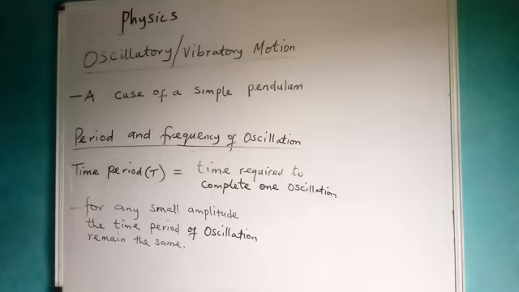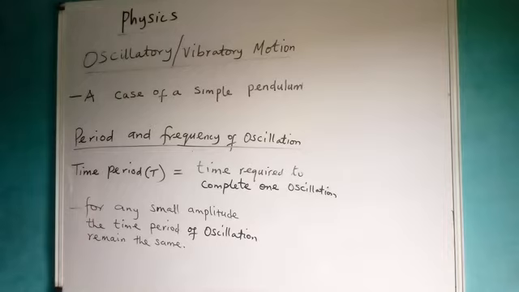For the time period, it is simply the time required to complete one oscillation. That one is for the time period. Later we are going to look at the frequency. First, we want to look at the time period of oscillation. We want to determine and derive the formula for it, and we also use it in our subsequent teaching. We apply that same formula to solve problems.